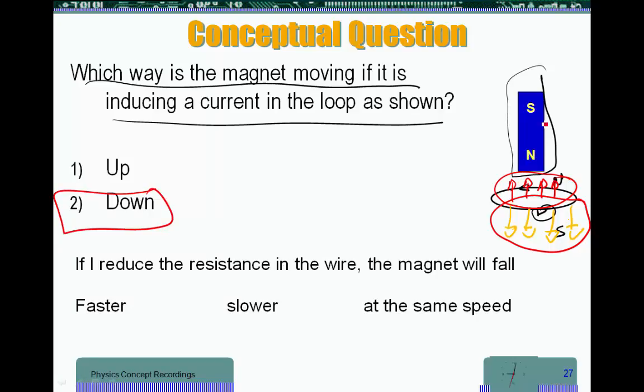If the magnet was moving up, then the yellow flux is going to be decreasing. If the yellow flux would be decreasing, the induced EMF would be such that it's going to oppose that decrease. So instead of having the red arrows up, we'll have the red arrows down, and the current will be in the opposite direction.